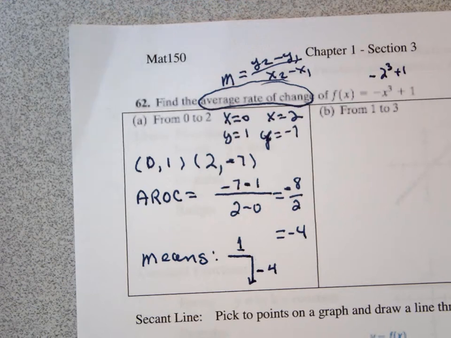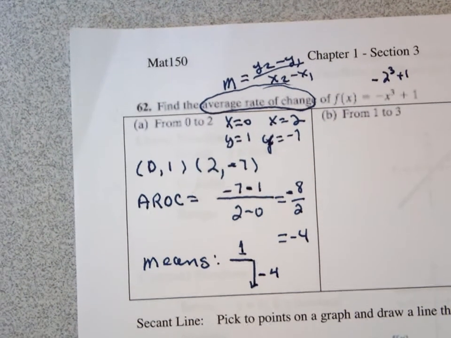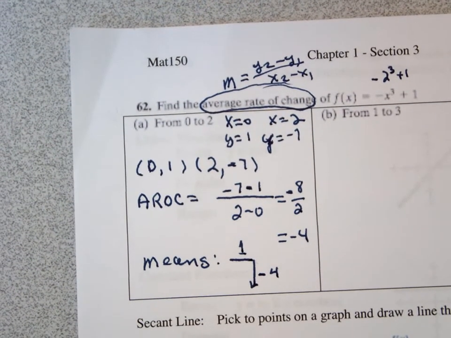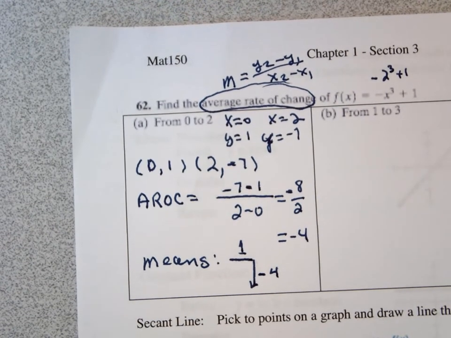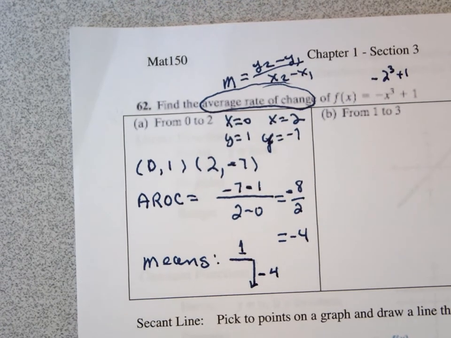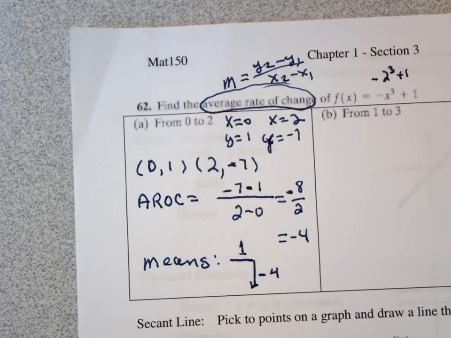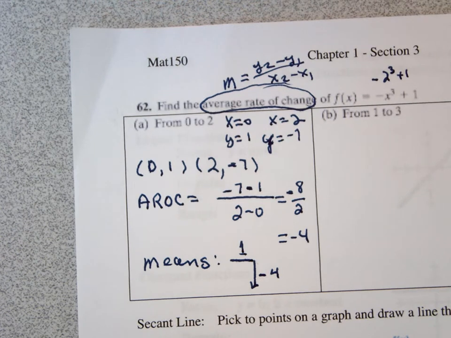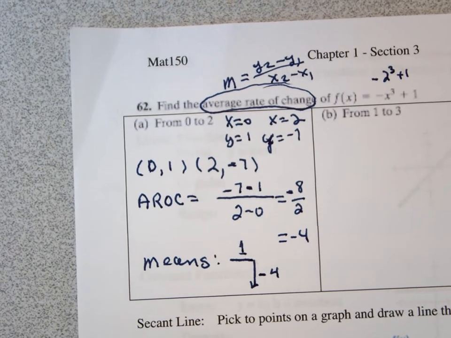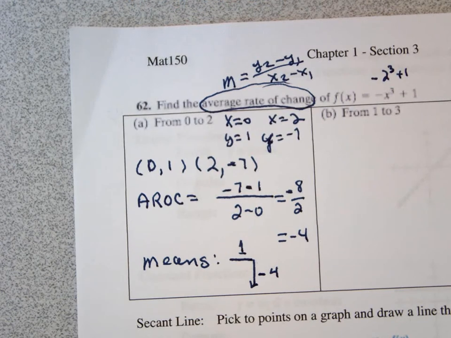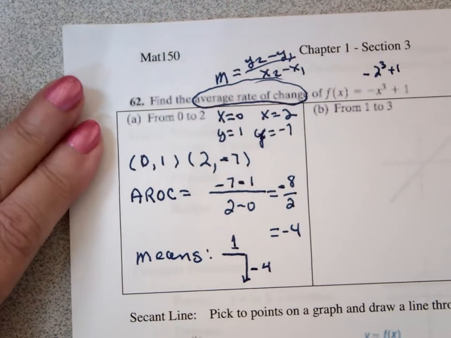Or, specifically, if this were a cost function, for every unit, and it could be every 1,000 units, but for every 1 unit, whatever the units are, I produce, the cost goes down 4 units. Or for every book I purchase, my bank account goes down 4 units. Right? That's probably more real to you.